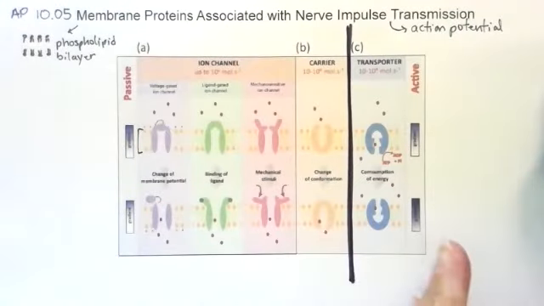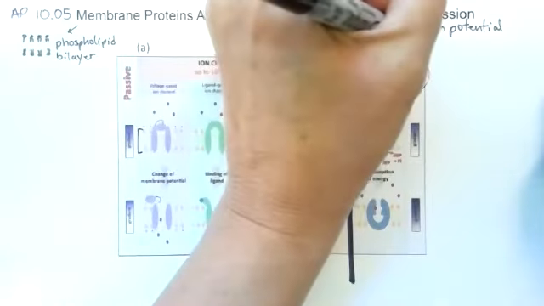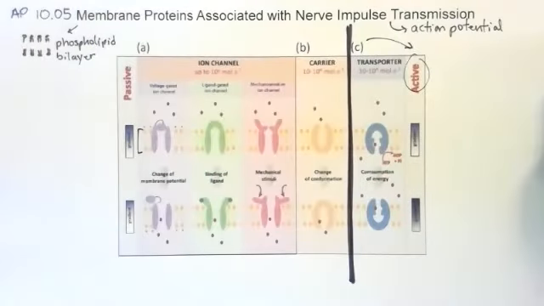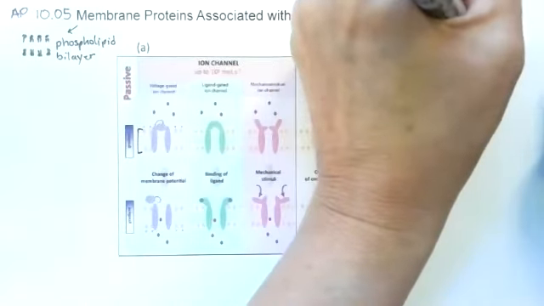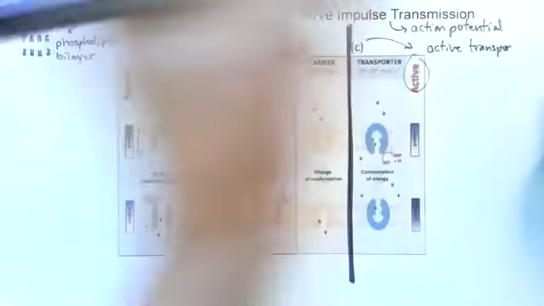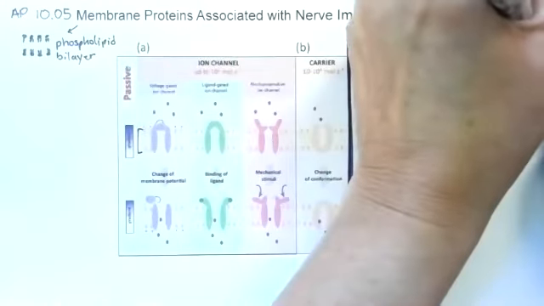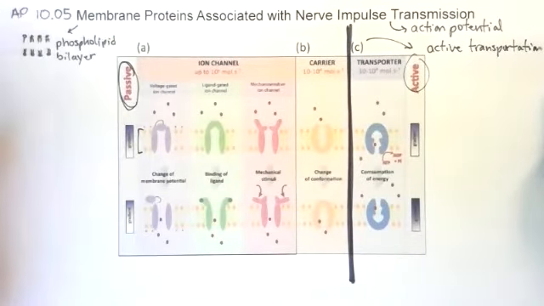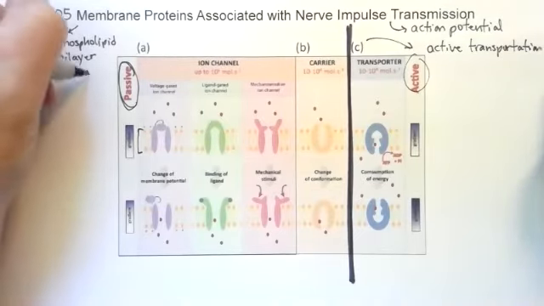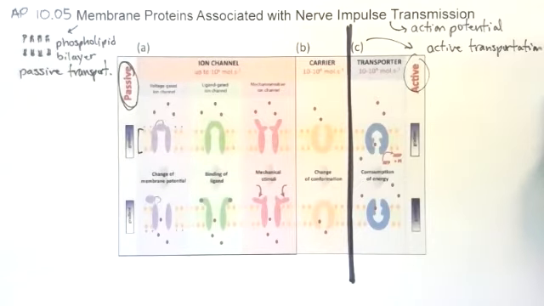in between this column and these columns. These represent two categories of membrane proteins. On this side, everything on this side, substances cross by active transport. Active transportation. Everything on this side operates on passive transportation, or passive transport.